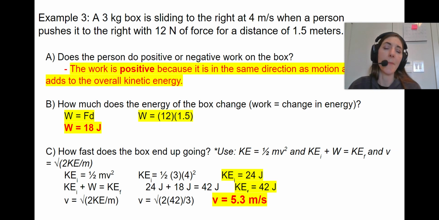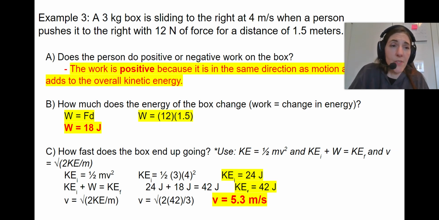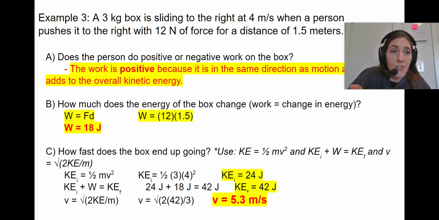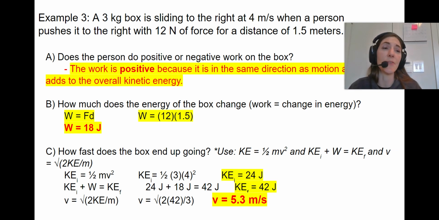Why 42? Because I want to know how fast the box ends up going. I already know how fast it was going initially. It was going 4 meters per second. I want to know how much faster it's going now. So I'm using the final kinetic energy to figure that out. So 2 times 42 joules, divided by the mass, which is 3, and the square root of that whole thing, and I get the velocity equals 5.3 meters per second.